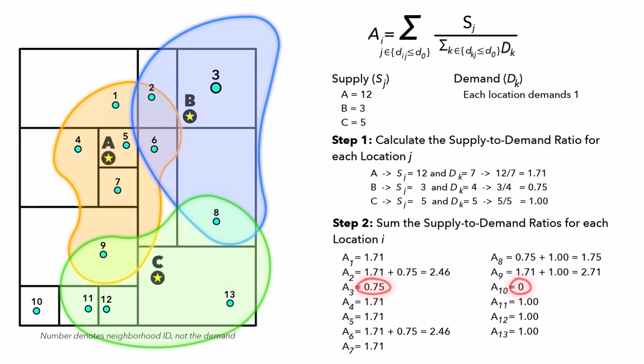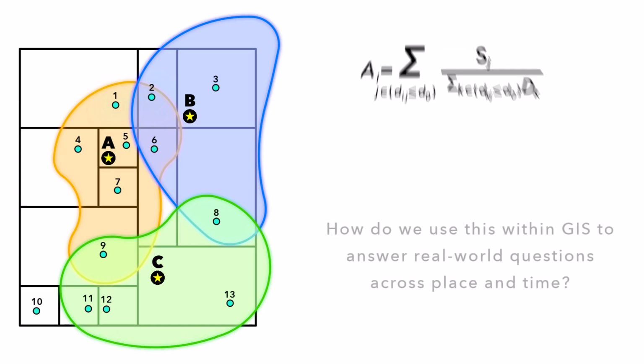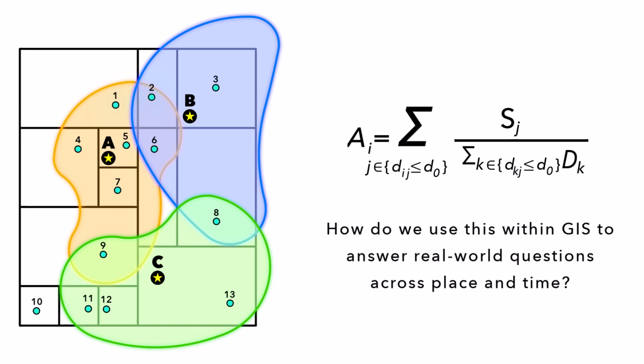This should clarify the two-step floating catchment area method, one of the many different ways to measure accessibility. The question before us now is how do we use this method inside of a geographic information system to answer questions at a larger scale with real-world data.